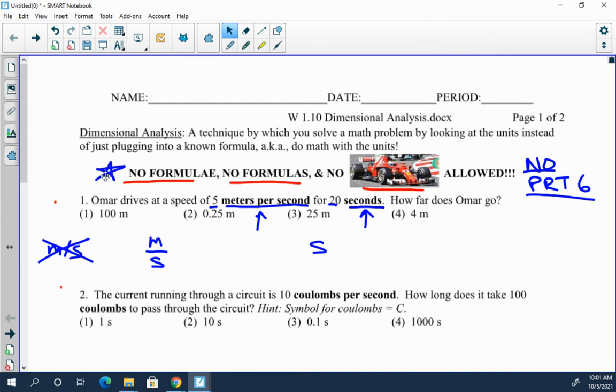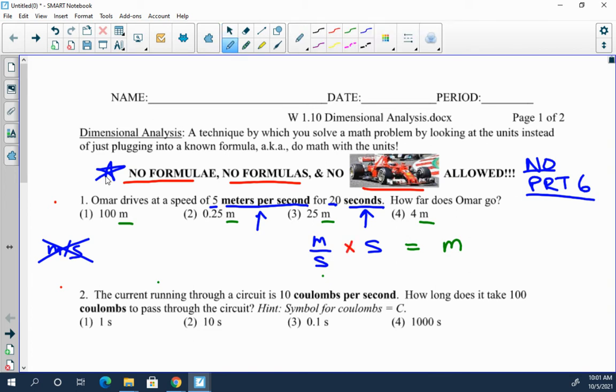We now say, let's look at our four answer choices. They are all in the unit meter. Is there a way that we can combine meter per second and second such that it results in meter? Well, the answer is yes. In fact, it's quite simple. The way to do it here is just to multiply. If you multiply these two, then the seconds will cancel and you are left with meters.